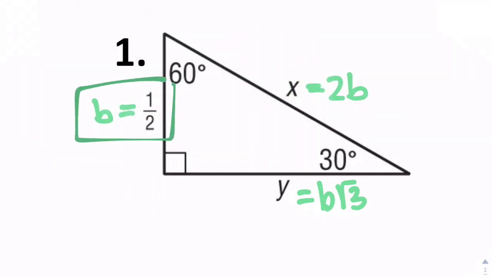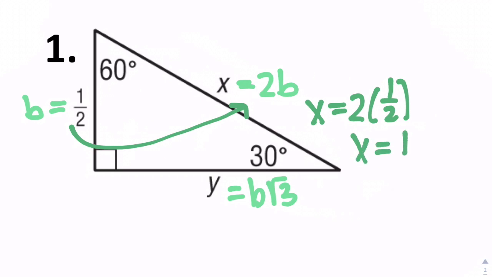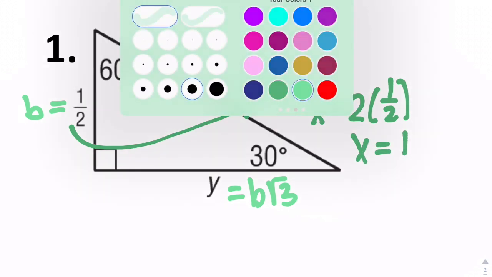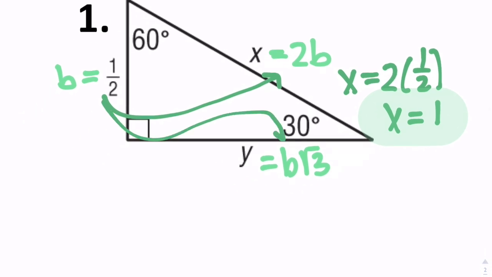So if B is 1/2, I'm just going to plug that in here. X is equal to 2 times 1/2. So X is equal to 1. So that's our answer for that X value. And I'm going to use this B to plug in for Y. Y is equal to 1/2 root 3.